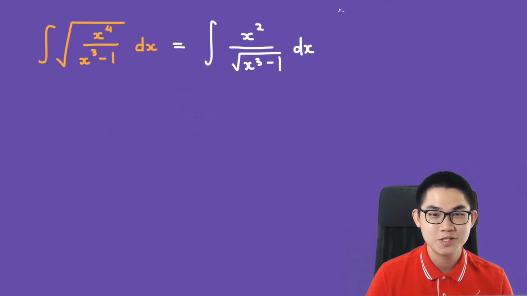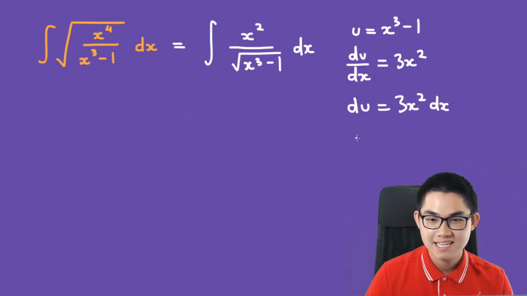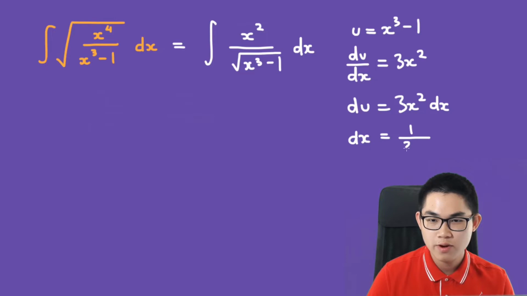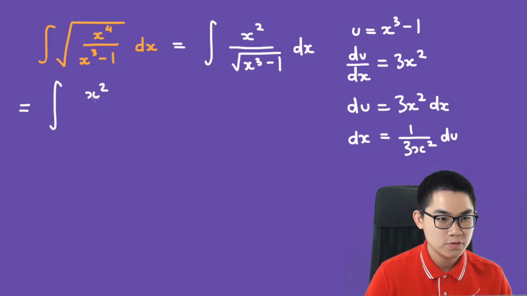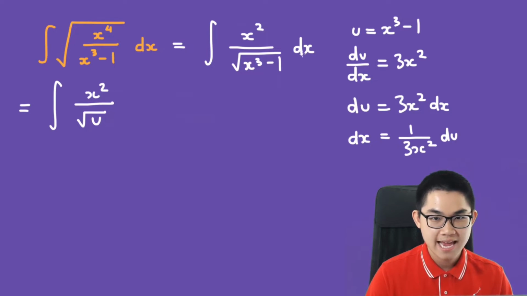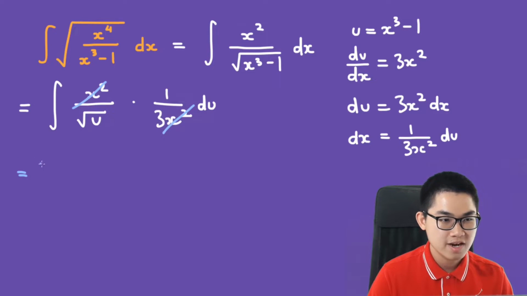Then we use u-substitution. Let u equal x to the power of 3 minus 1. So du over dx is 3x to the power of 2, so du is 3x to the power of 2 dx, and dx is du over 3x to the power of 2. This gives us x to the power of 2 divided by the square root of u, and dx is du over 3x to the power of 2. The x squared will cancel out. We bring the constant out, we have 1 over 3 times the integral of u to the power of negative 1 over 2 du.